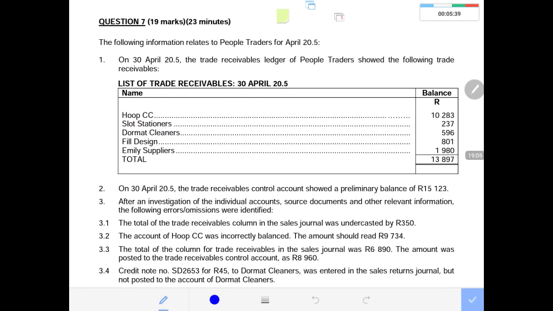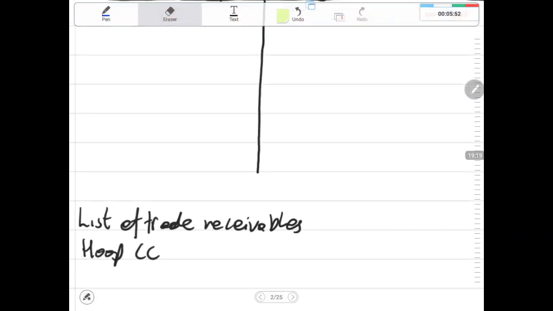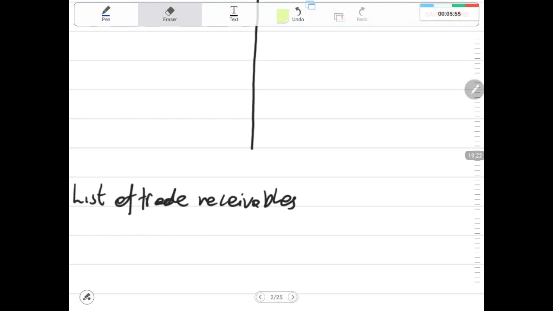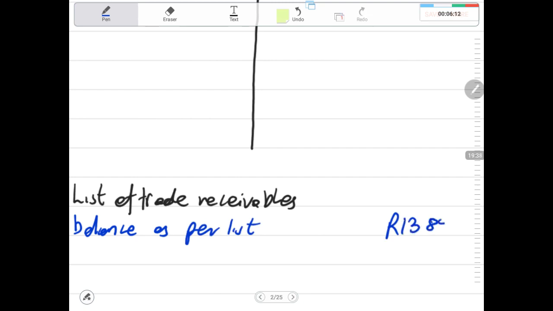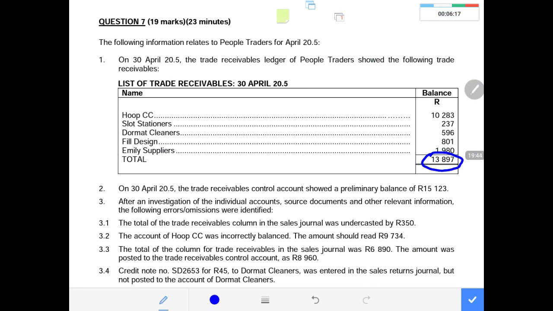Now we have a list of our debtors, and with the list of our debtors we are provided with a total of 13,897. So we need to begin with the list of debtors, which is a balance. Now our balance of the list of trade receivables is there. We have the balance as per list. We start here, balance as per list, and you are provided with the amount of 13,897. I hope my memory still serves me. Yes, that is correct.